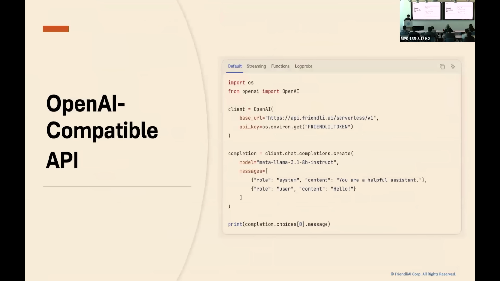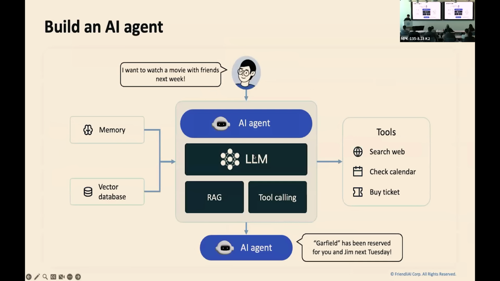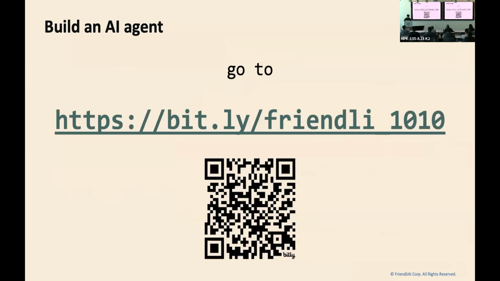As I mentioned, it's OpenAI compatible. You can use the OpenAI SDK as is, and we also provide some tool assistant API. For instance, if you want to leverage the web search tool, what you need to do is just add type web search, or some other built-in tools, in this manner. Very easy.